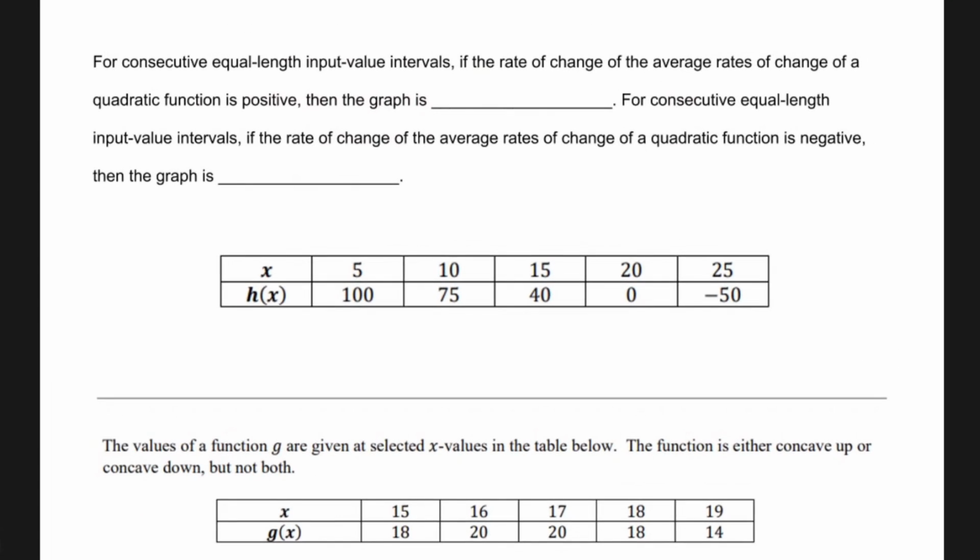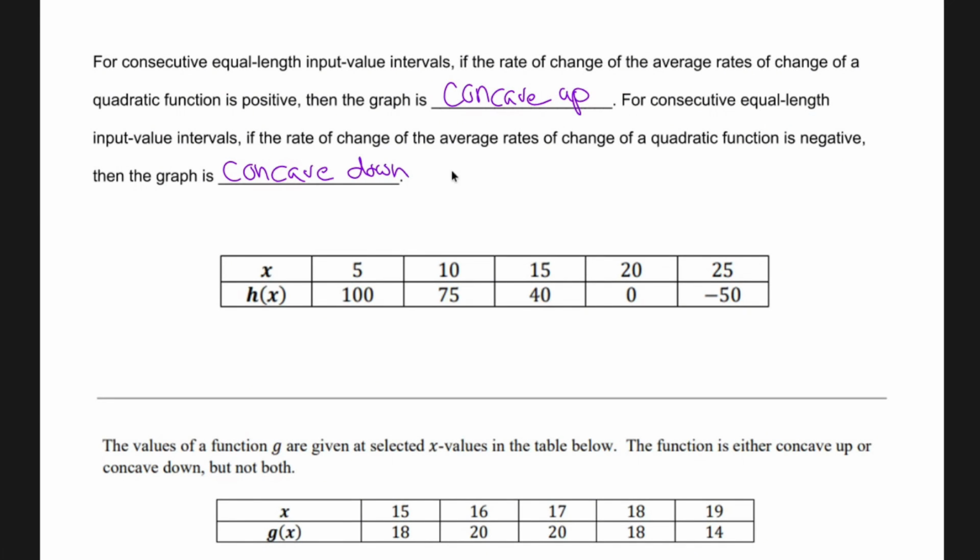All right. More. For consecutive equal length input value intervals, if the rate of change of the average rates of change of a quadratic function is positive. Okay, now this is new. If the rate of change is positive, that means the graph is concave up at that moment. For consecutive equal length input value intervals, if the rate of change of the average rates of change of the quadratic is negative, then the graph is concave down.